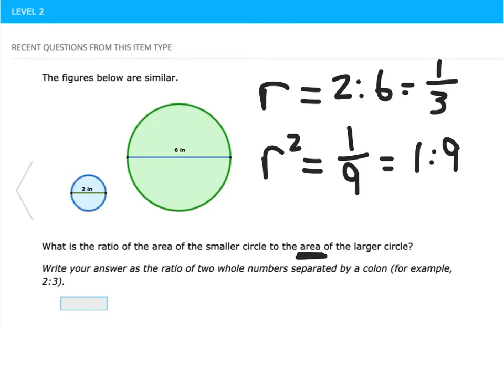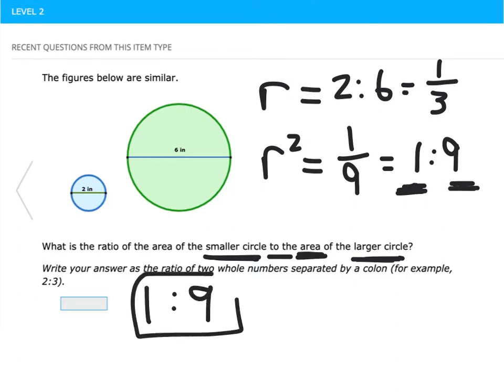Now I just want to check, this question said the ratio of the area of the smaller circle to the area of the larger circle. And so I have a ratio of 1 to 9. Notice I am doing smaller circle to larger circle. So that's the correct order for my answer. If the question had said the ratio of the larger circle to the smaller circle, I would have to switch this around and be careful with the way that I answered my question.